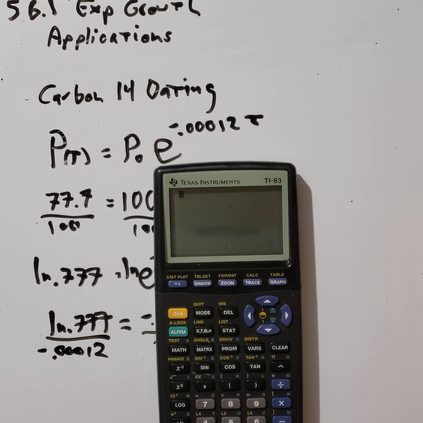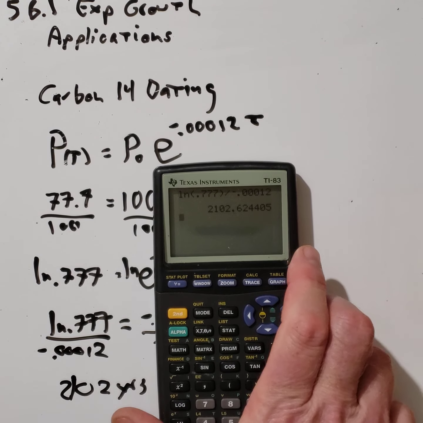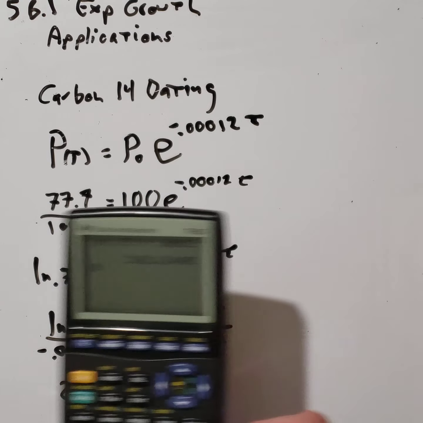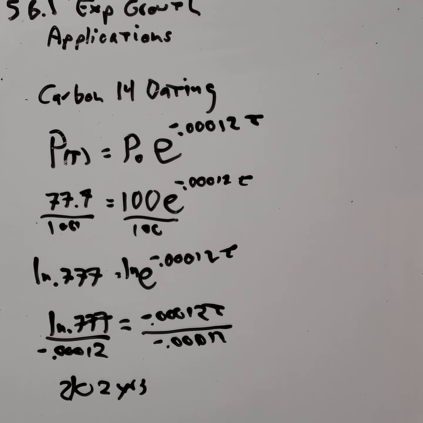That isn't a very satisfying answer. So go to natural log of 0.777, divide that by negative 0.00012, and that gives us 2,102 years. Now, I would say maybe around 2,000 years. I wouldn't try to be specific to the individual year, but that's the number we get.